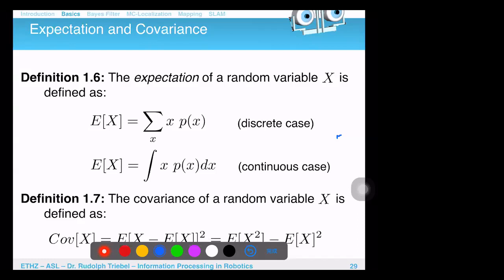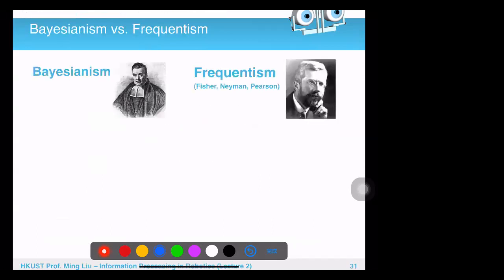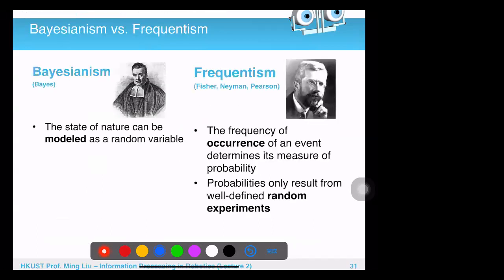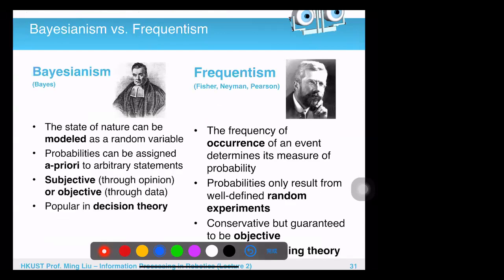Then we introduced the covariance of random variables, and we stopped somewhere around Bayesianism and frequentism. All your previous knowledge about typical courses in probability is about frequentism. That means you use the frequency or occurrence of events to determine the measure of probability. This is a measure of probability.